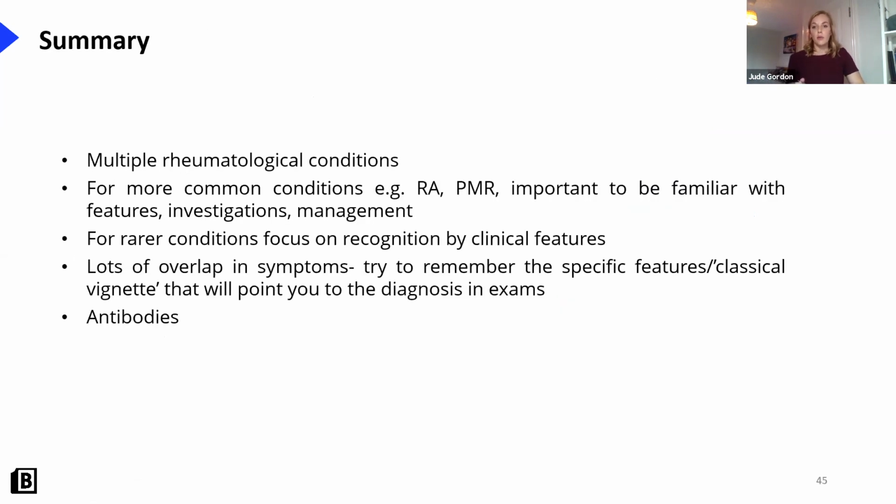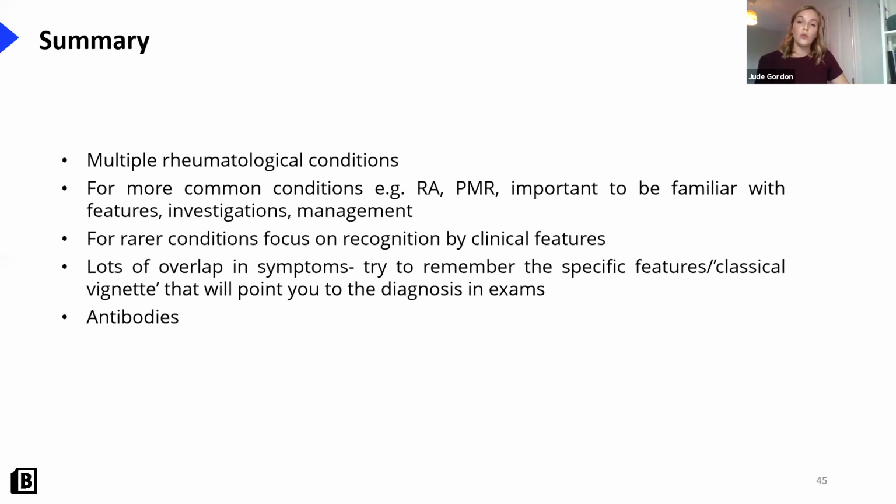So just to wrap it up, we've talked about several of the key rheumatological conditions, by no means all, as there are many. I'd say for the more common ones, and by that I mean things like rheumatoid, probably PMR, and actually probably ankylosing spondylitis as well, it's important to be familiar with them in quite a lot more detail than we've gone into today. So really getting to grips with the key features, the investigations and the specifics of management. For some of the rarer conditions, obviously if you've got space in your head to learn all about those too, but the key thing for those is probably more on the recognition of them by the clinical features.